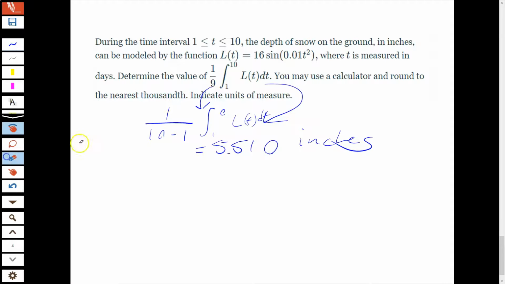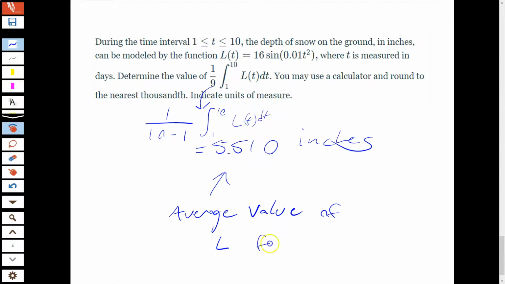Okay, so what this is, is the sum of all of the L values from 1 to 10 divided by the change in time, 1 to 10. Okay, so this 5.510, how we'd interpret this is the average, not the average rate of change anymore, it's the average value of L from 1 to 10.